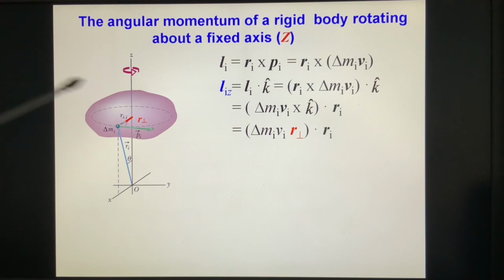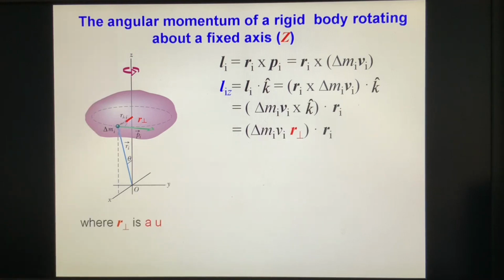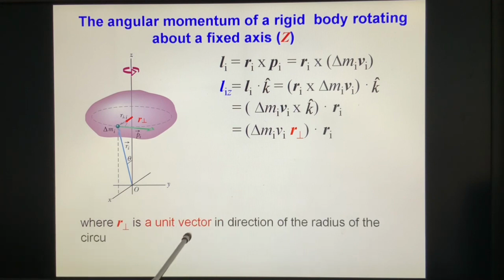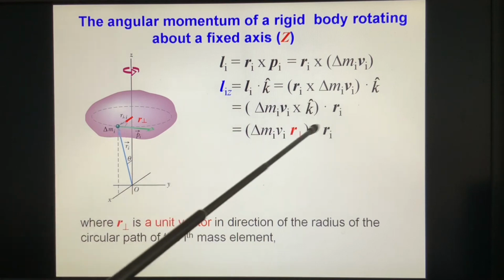Clear? Now, vi and z: if you use the right-hand rule, you get this red one, called r perpendicular. What is r perpendicular? It's a unit vector in the direction of the radius of the circular path of the ith mass element. This is a unit vector, and then this is a dot.